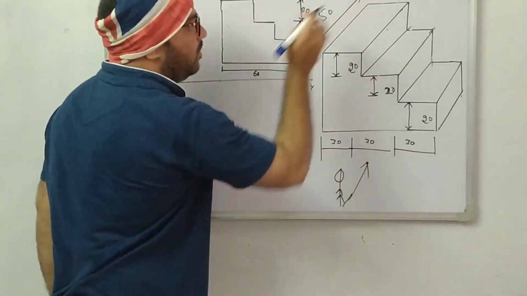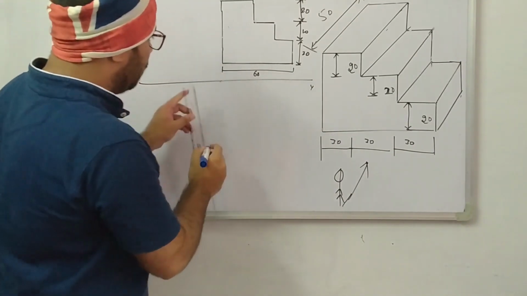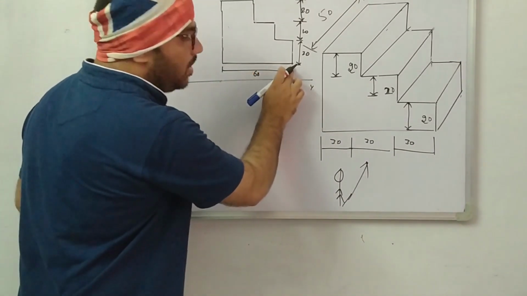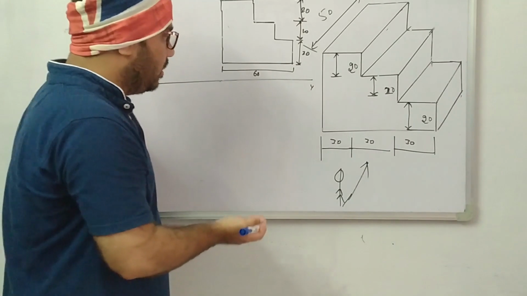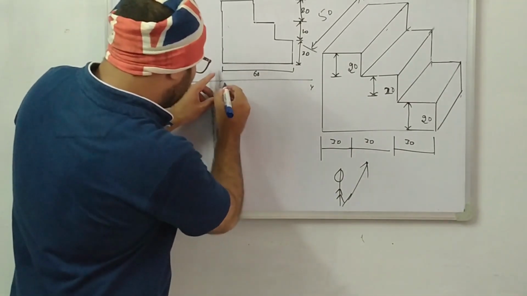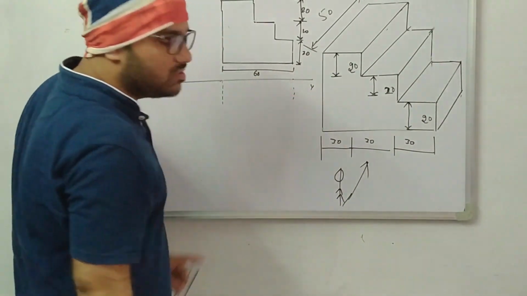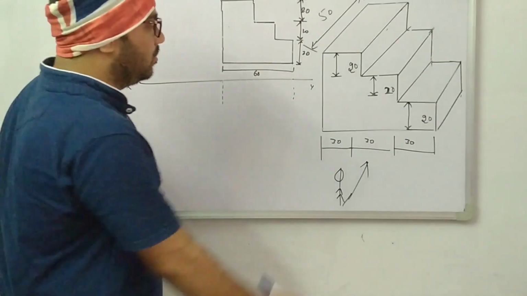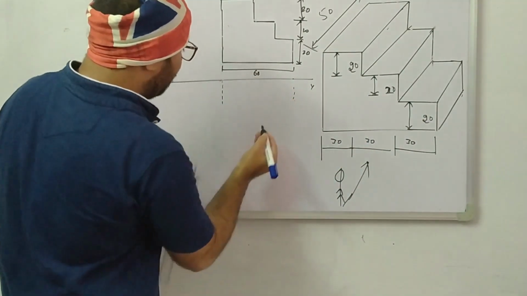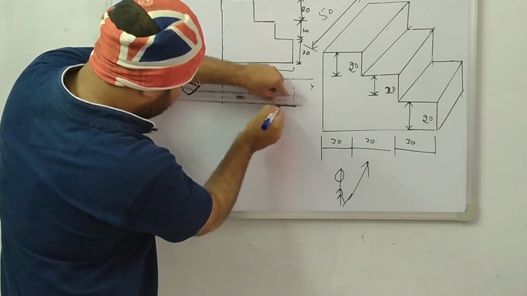Width of the object. Width is how much? 50 mm. So already this 60 is there. 60 is already projected. So from here to here, draw the projection line. In the top view, I am going to see the length and width. So the length is 60. So this is our length.